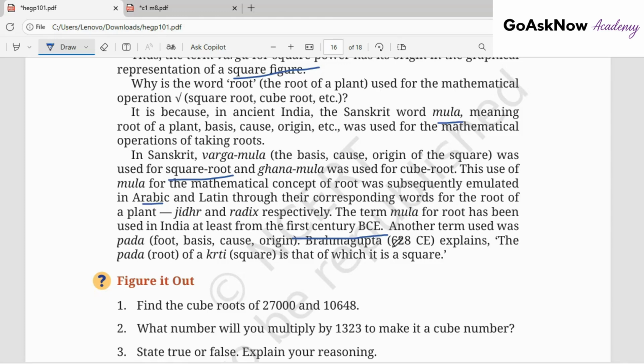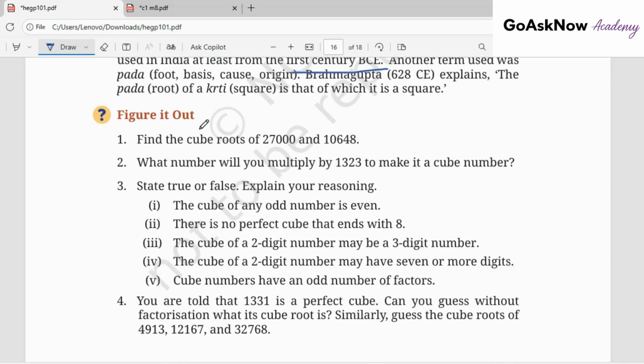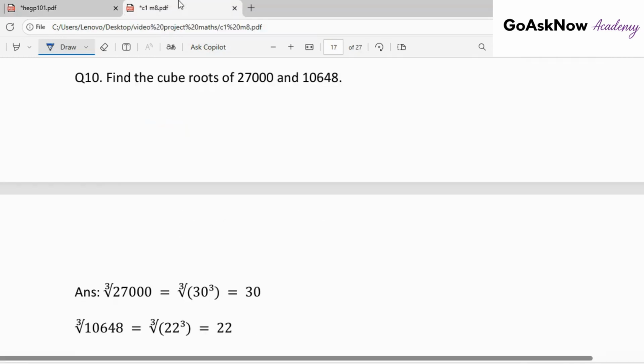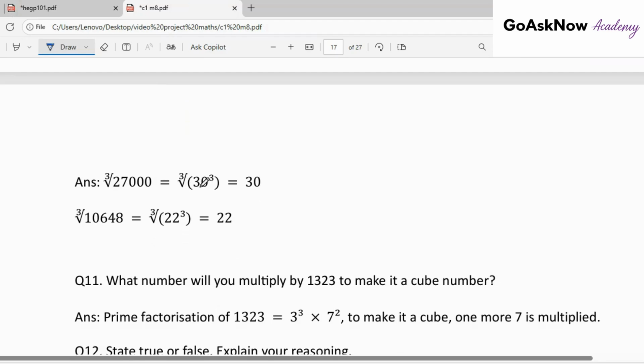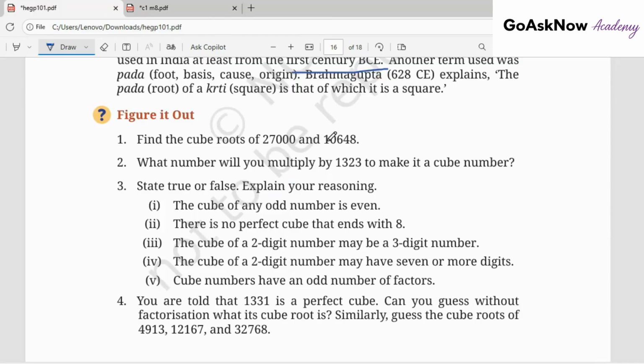Brahmagupta, 628 CE, explains: the pada, root, of a kriti, square, is that of which it is the square. Now figure it out. Find the cube roots of 27,000 and 10,648. Now, 27,000 is 30 cubed, so the cube root is 30, and 10,648 is 22 cubed, so the cube root is 22. Answer is 30 and 22.